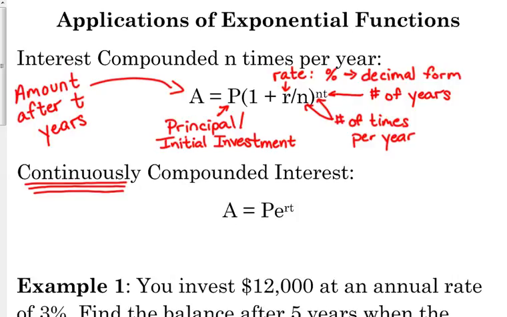A and P still mean the same thing. E is the button on your calculator. Okay, it's not another variable. It is the number that we've been dealing with. R is still the rate, and T is still the number of years. Okay, so nothing else really changes except the formula gets a lot simpler.